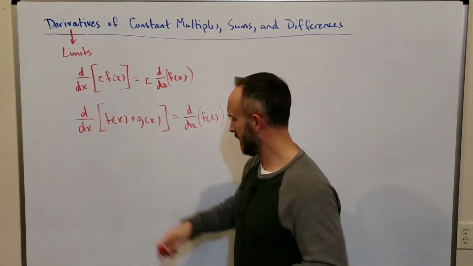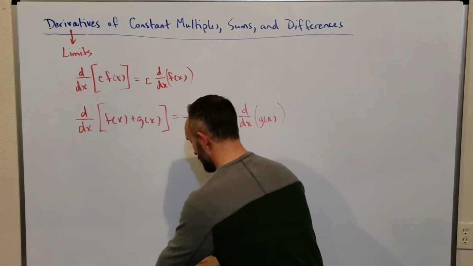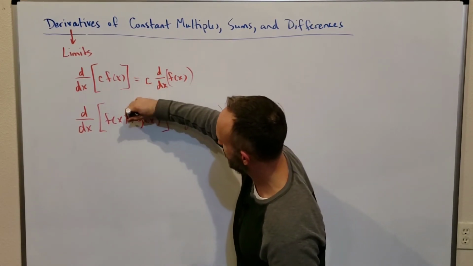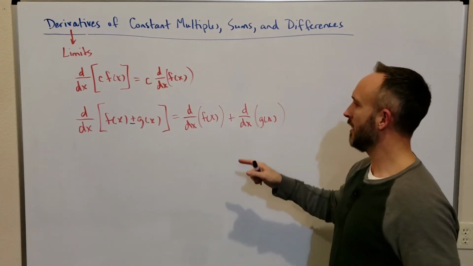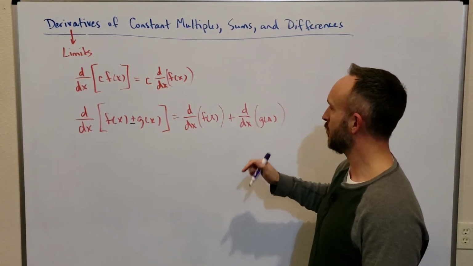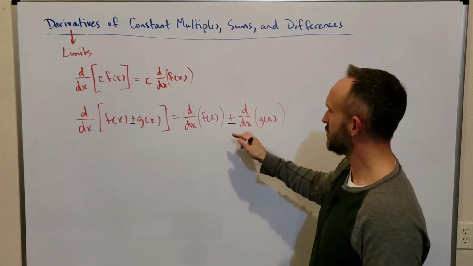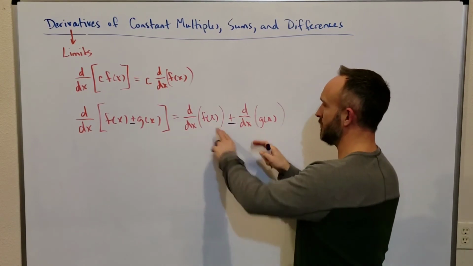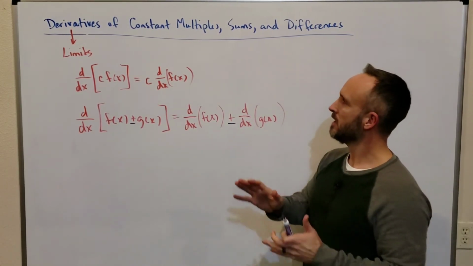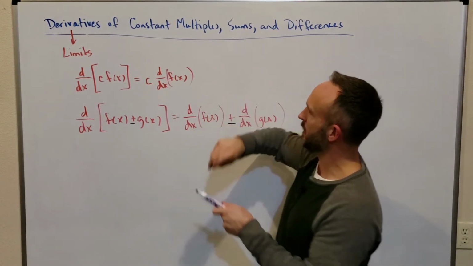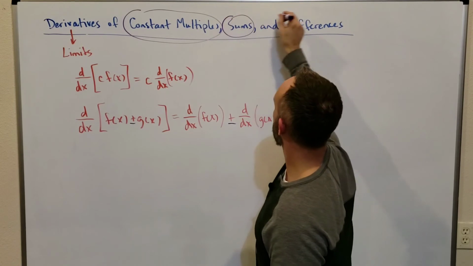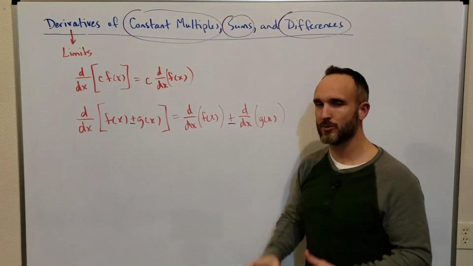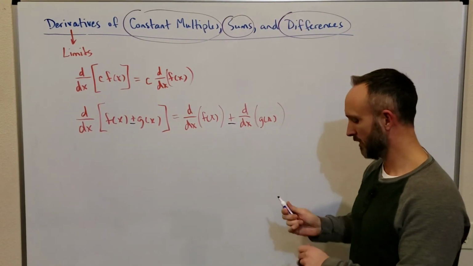I could have the derivative of a difference. So f of x plus or minus g of x. I can take the derivative of that sum or difference, and then it turns into a sum or difference of derivatives. And so derivatives work nicely with constant multiples, sums, and differences. Okay, so that's really important, just like they do with limits.